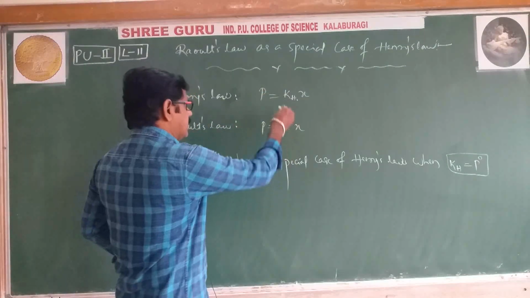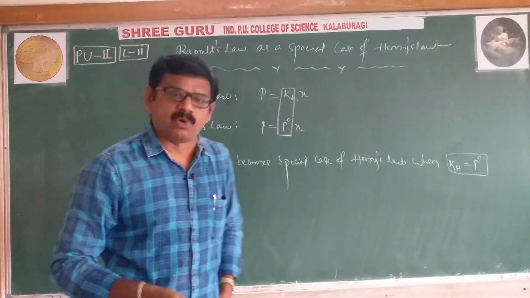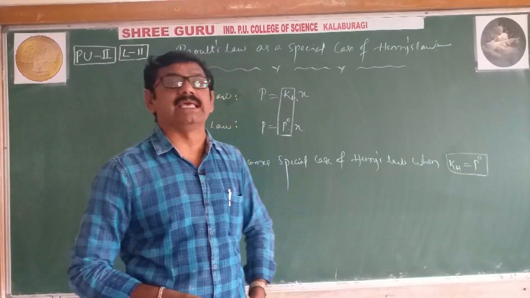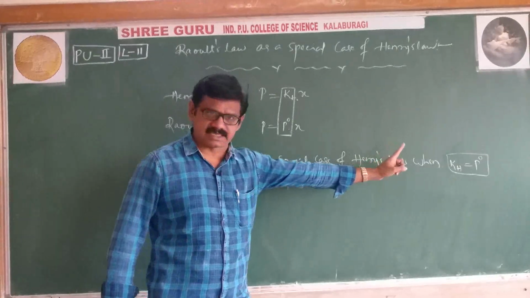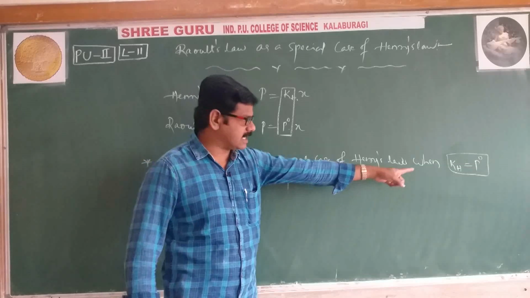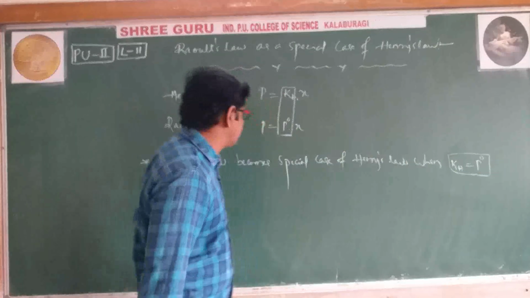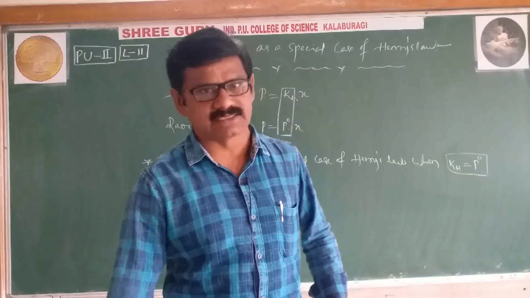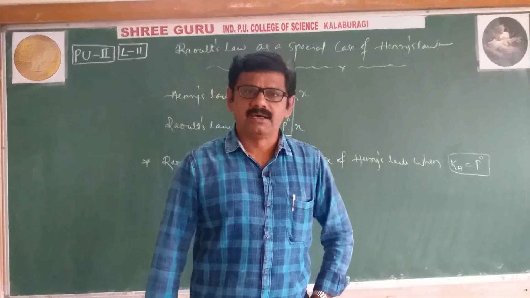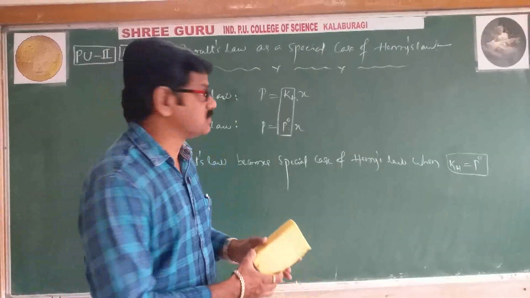That's why when the proportionality constants become equal, Raoult's law becomes a special case of Henry's law. See here I have written, when Kh equal to P naught, Raoult's law becomes a special case of Henry's law. That's it. Right now we'll start non-ideal solutions.